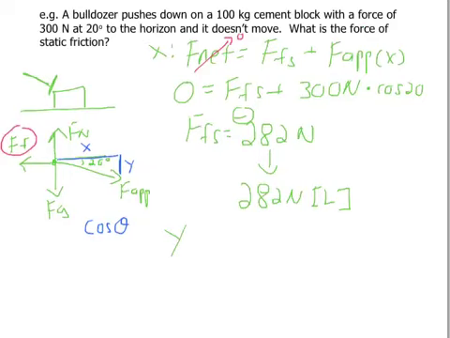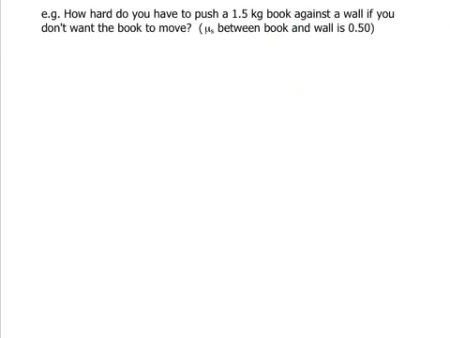In this example, our y component is not required because we have all the forces and all the information necessary in the x component. Let's now try an example where we change perspective. Our surface is no longer a horizontal surface, but a vertical surface. How hard do you have to push a 1.5 kilogram book against the wall if you don't want the book to move? Let's draw a real-life diagram. Here we have the wall, here's the book, and imagine if you have a hand pushing against the book.